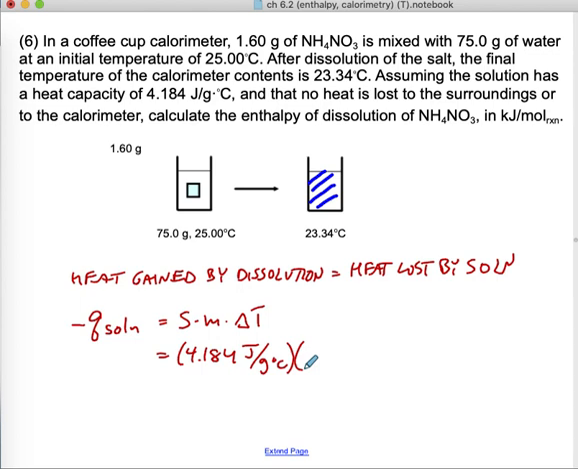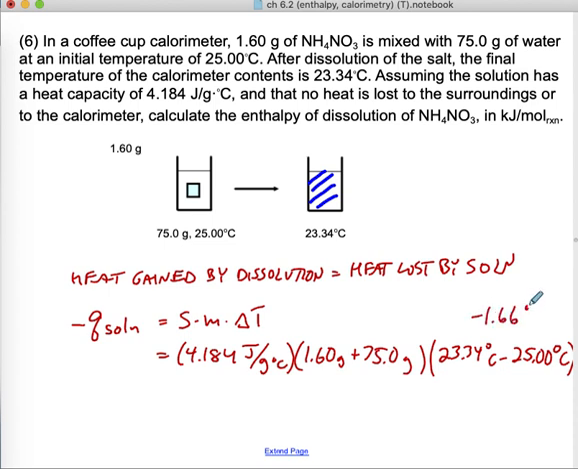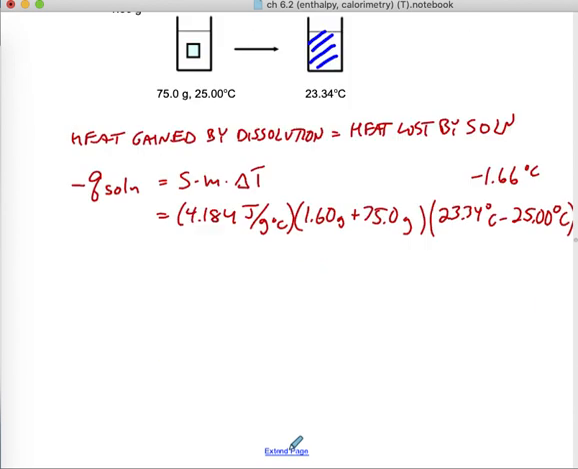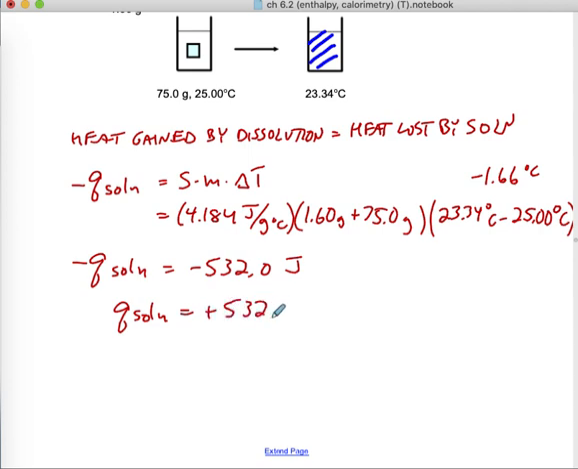The mass is not just the mass of water or of the ammonium nitrate, but the mass of the entire solution. So my 1.60 grams of ammonium nitrate plus my 75.0 grams of water. And my delta T is T final minus T initial, 23.34 degrees Celsius minus 25.00 degrees Celsius, which is negative 1.66 degrees Celsius. So perform the calculation. Negative Q solution equals negative 532.0 joules. Therefore, Q solution, the heat absorbed by the solution, is equal to plus 532.0 joules.